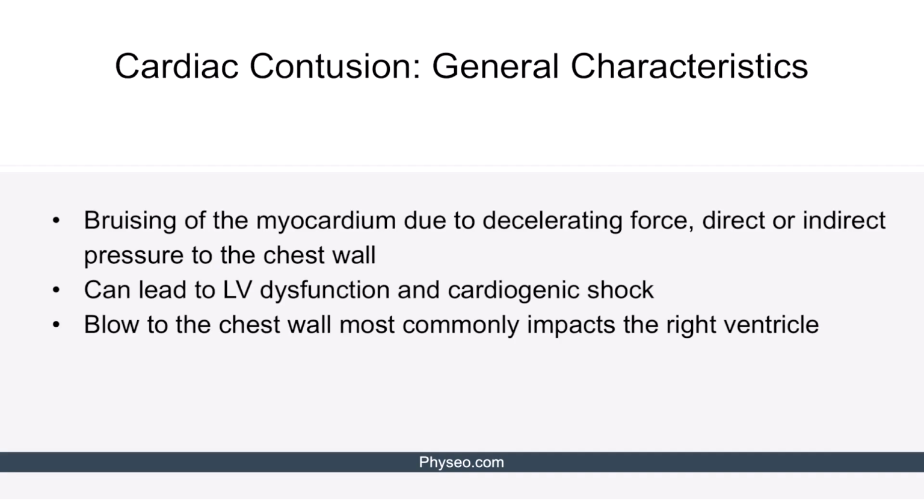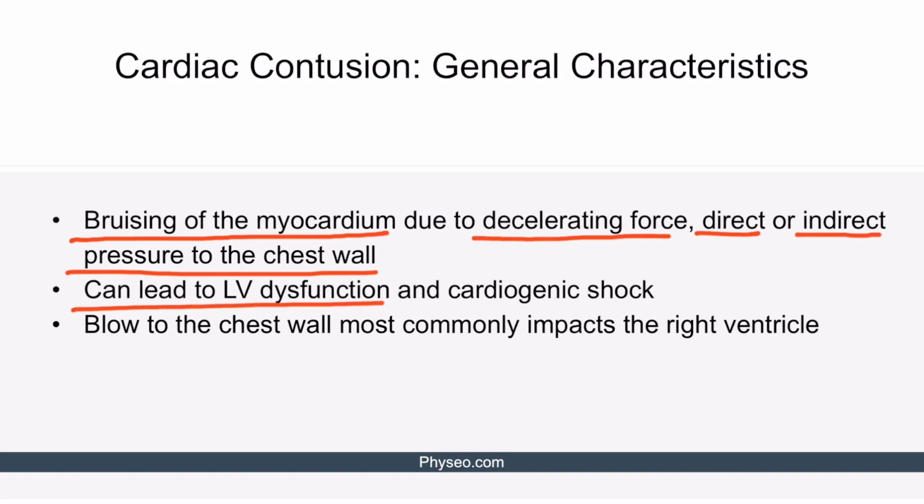First, let's define and understand the pathophysiology of cardiac contusion. Bruising of the myocardium due to decelerating force, direct or indirect pressure to the chest wall, results in myocardial contusion with LV dysfunction and possible cardiogenic shock. More specifically, a blow to the chest wall most commonly impacts the right ventricle, as it is directly behind the sternum. This blow to the chest can decrease the anterior-posterior diameter of the chest, causing the interventricular septum to shift and decrease the compliance of the left ventricle.